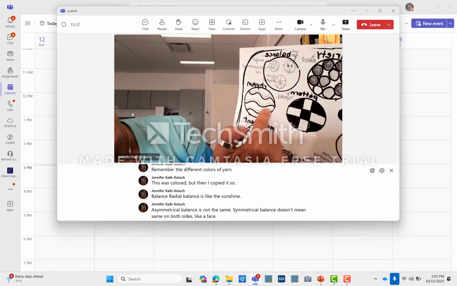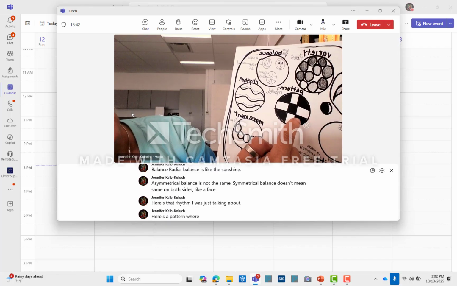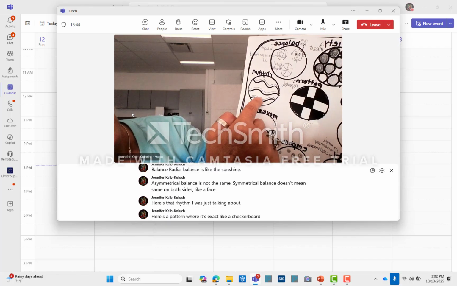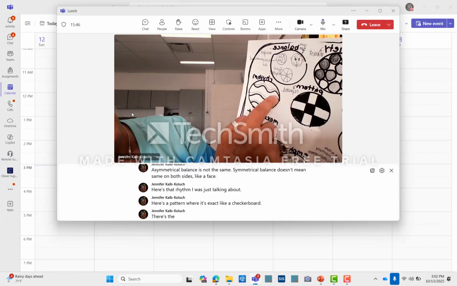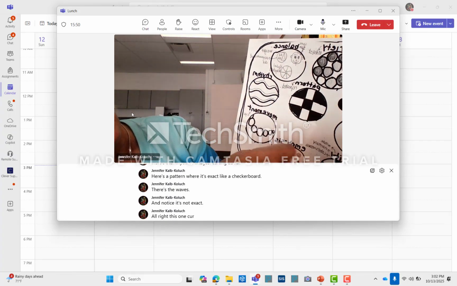Here's that rhythm I was just talking about. Here's a pattern where it's exact, like a checkerboard. There's the waves, and notice it's not exact. All right, this one curves down a little bit.